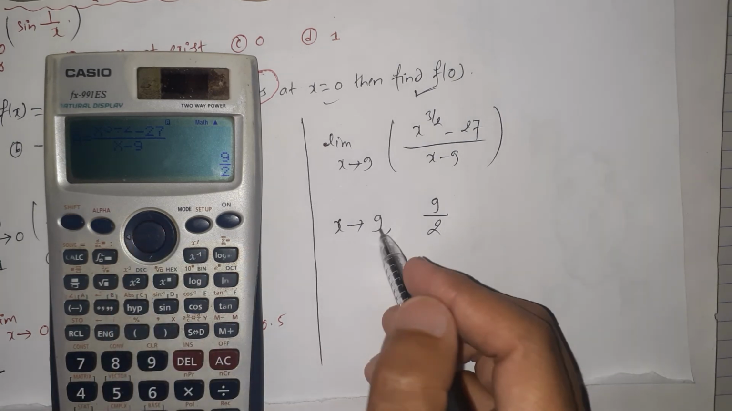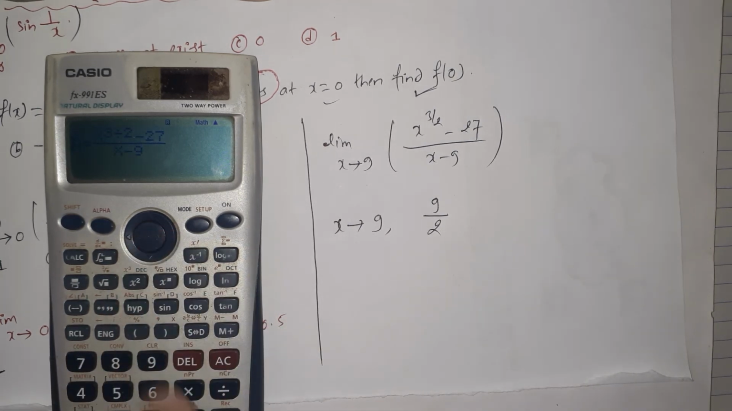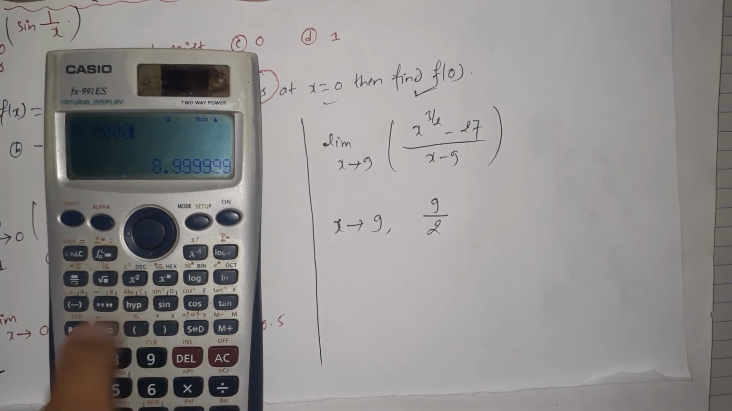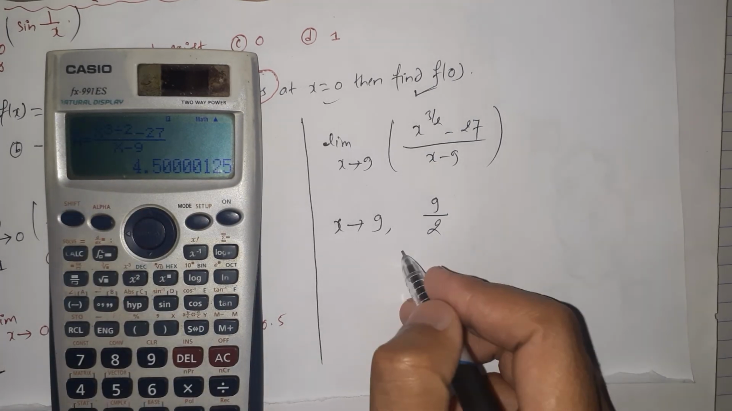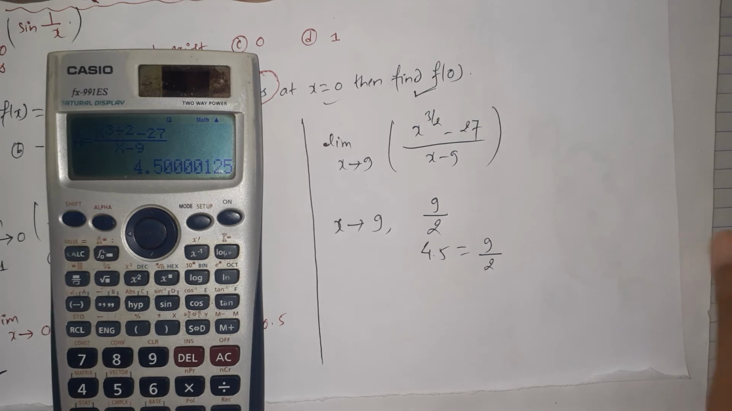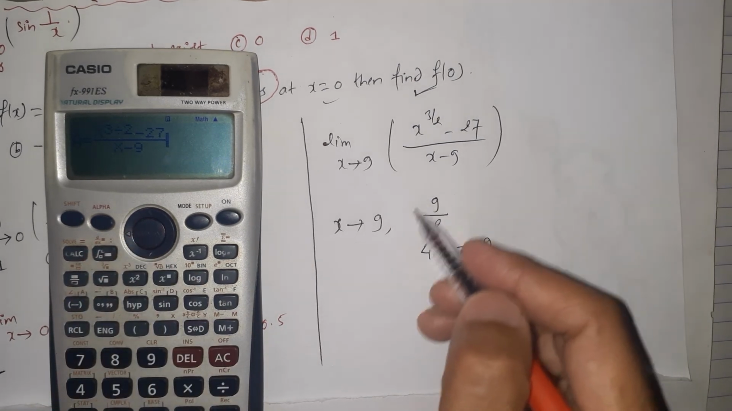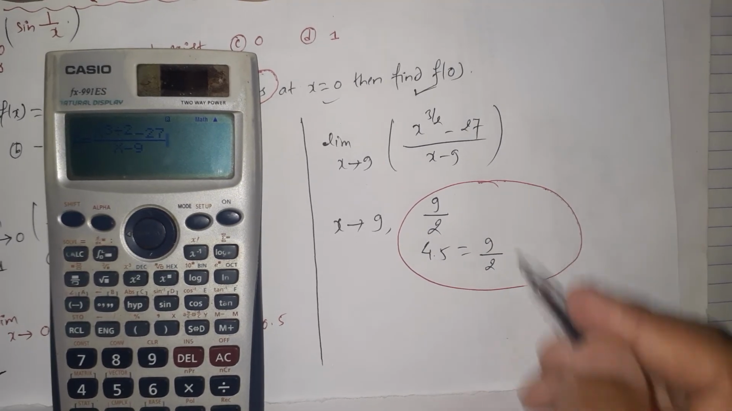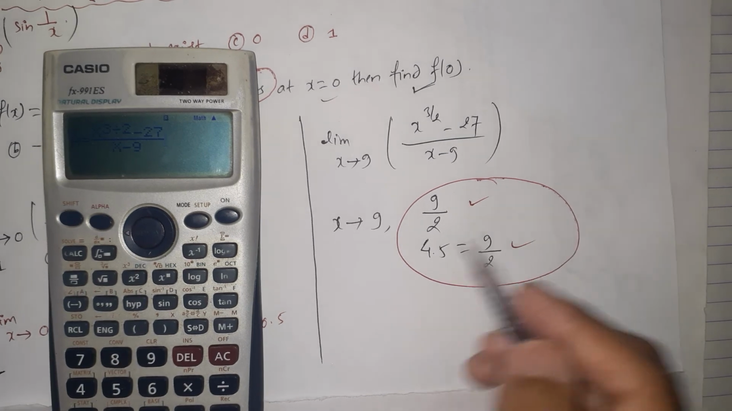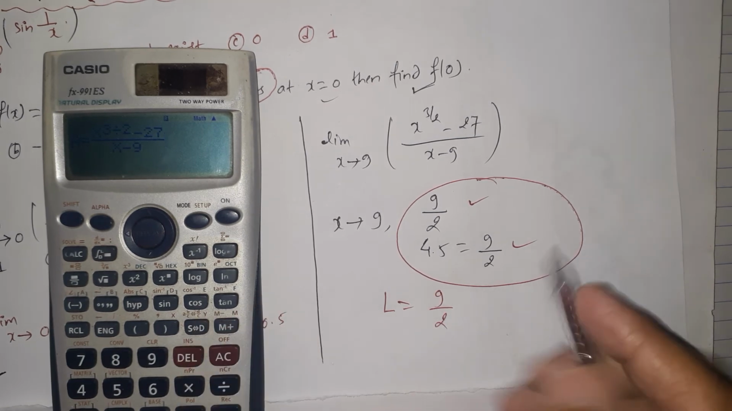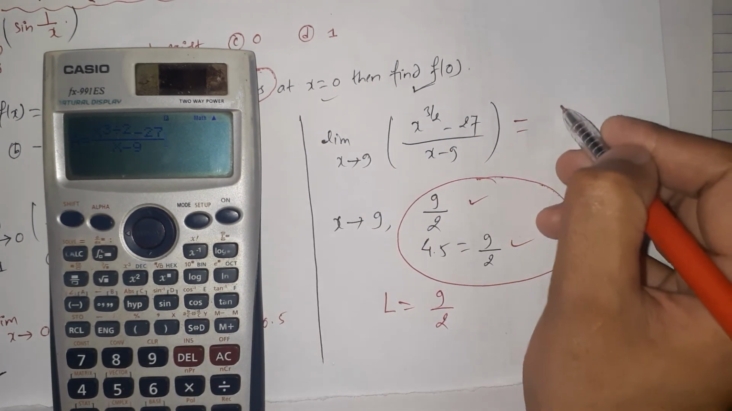Let's approach 9 from the right hand side also. Let's give the next input, 9.0001, which is very close to 9 from the right hand side. Here also 4.5, and 4.5 in fraction is 9/2. Here we got nearly the same functional value. So there is the existence of the limit, and the limiting value is the same functional value. The limiting value is just 9/2. So for this question, the value is 9/2.